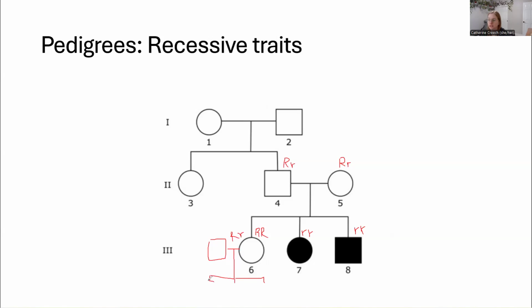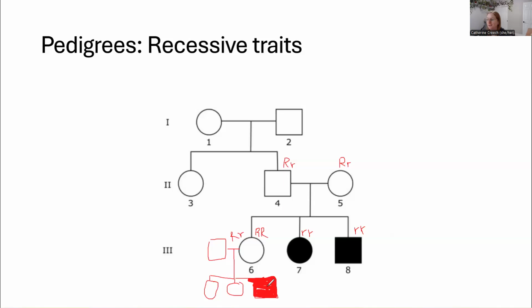The first child is a girl, no condition. I still don't know her genotype. Second child is a girl, no disorder. I still don't know her genotype. But if at any point this daughter has a child that does have the recessive condition, so I'm going to fill that in.